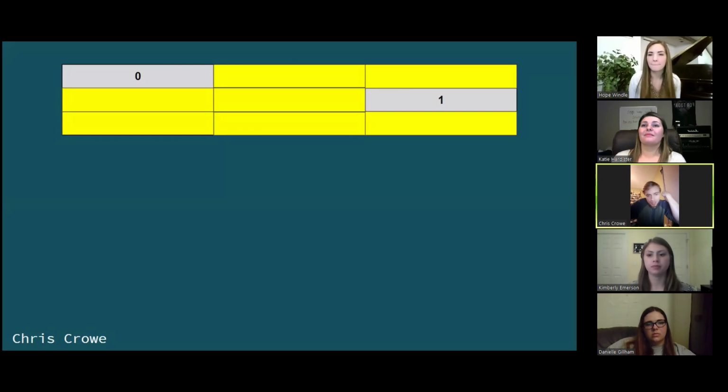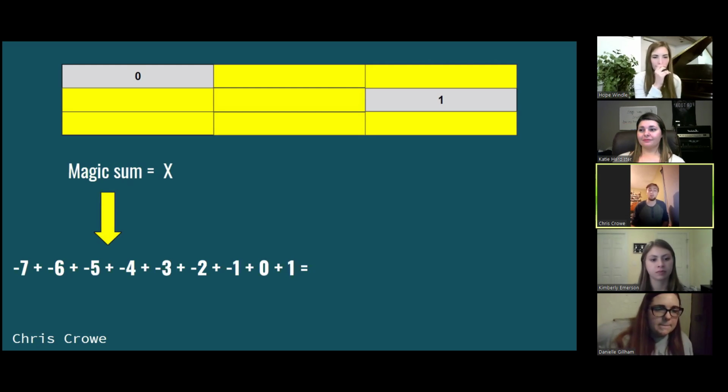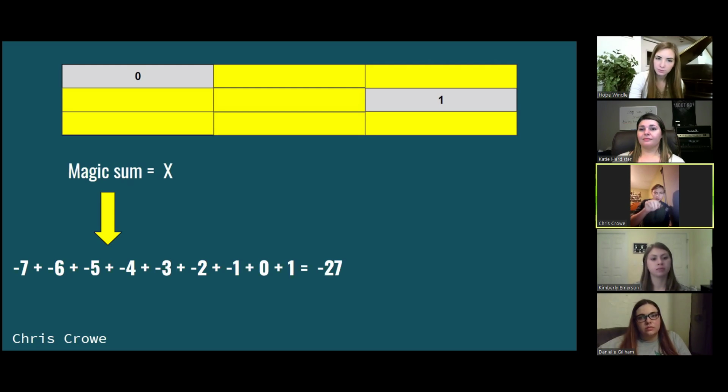I can, Hope, actually. So looking at the magic square we have here, we have our two given answers, 0 and 1. So the magic sum is the number that all of the rows, when the numbers are placed in the chart, are going to equal whenever they are added together. So that's all the way across, that's diagonally, that's vertically. Every which way it will equal the magic sum number.